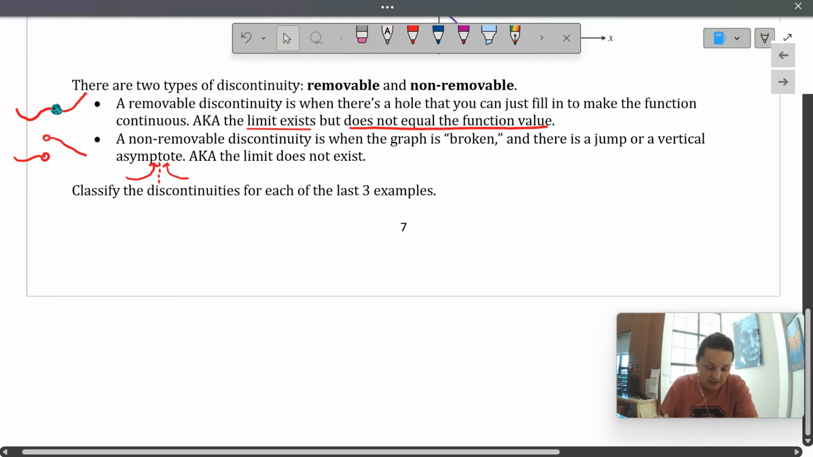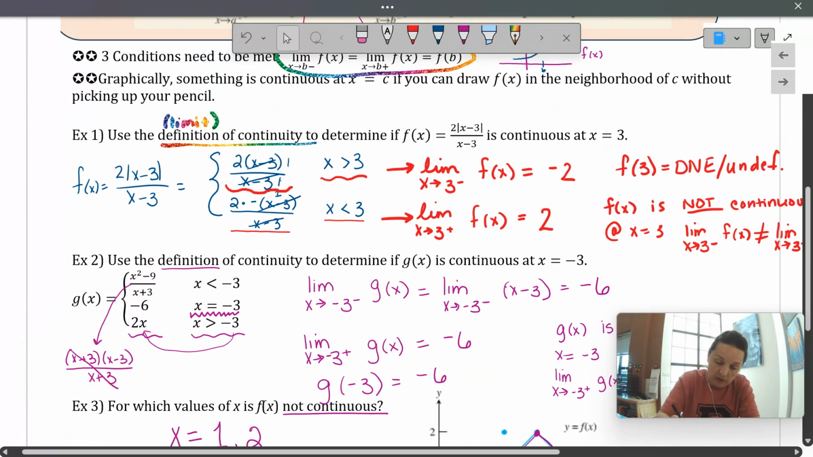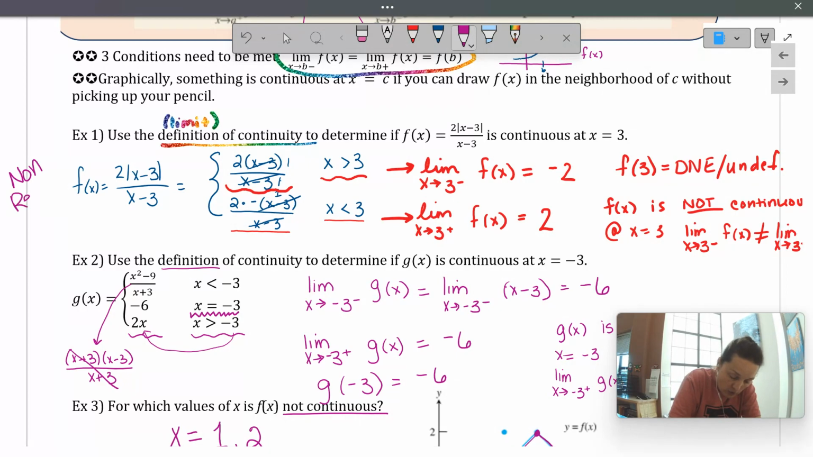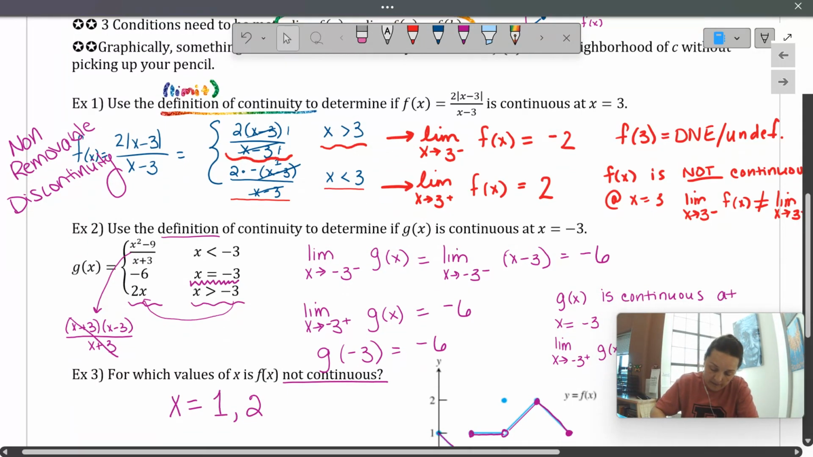All right, so it says classify the discontinuities for each of the last 3 examples. All right, so I just did that. This would be non-removable discontinuity. This number 2 was already continuous, so I don't have anything there.